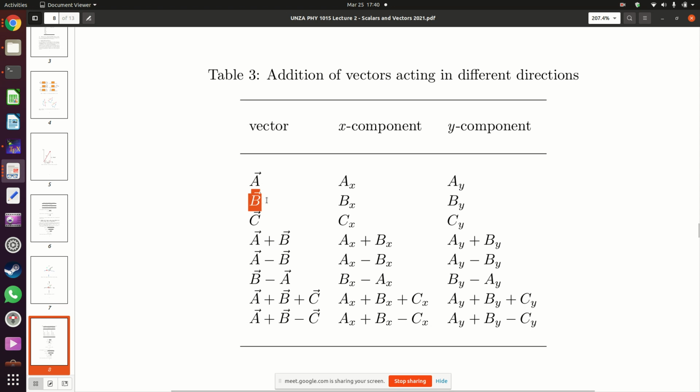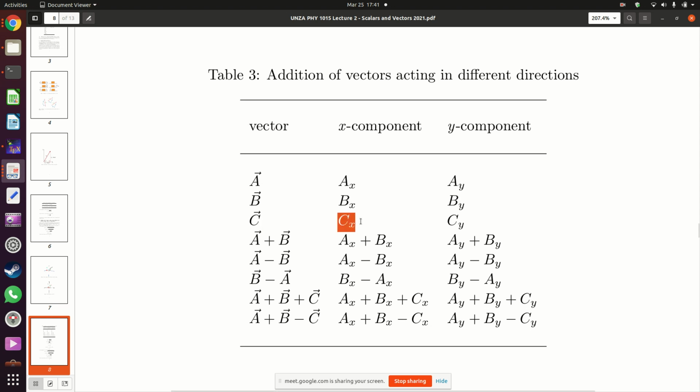Then we move on to b. We give you the size of b and the angle it makes. So you're going to have bx, which is b cos the angle, and by is b sine the angle. Then you do the same thing with c. We're going to give you the size of c and the angle it makes. This information has to be given to you.